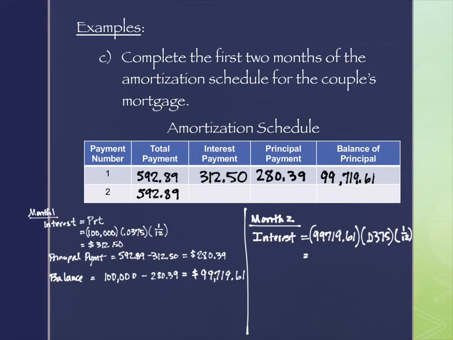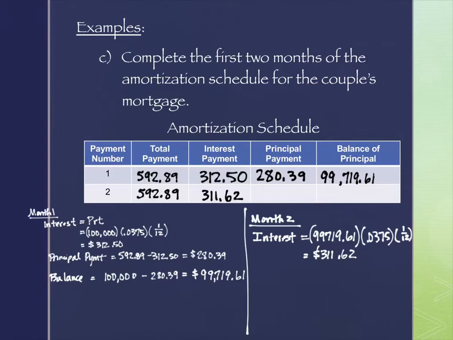Do you expect it to be higher or lower than the 312.50? Lower. I owe less money, so I should now owe less interest, right? But it shouldn't be a lot lower, right? It should be close to the 312, but it should be smaller. So if you make this calculation, what do you get? 311.62. It's very close, actually, isn't it? Did not change that much. 311.62. Less than $1 difference, but it is less.